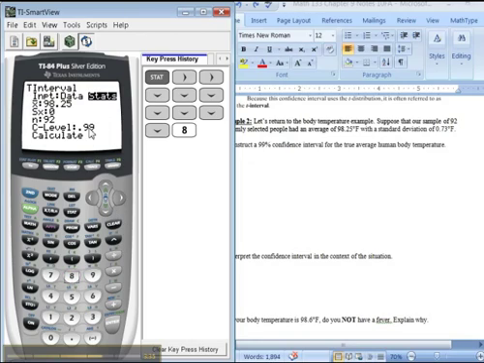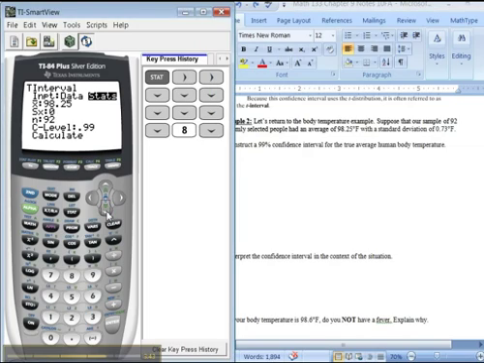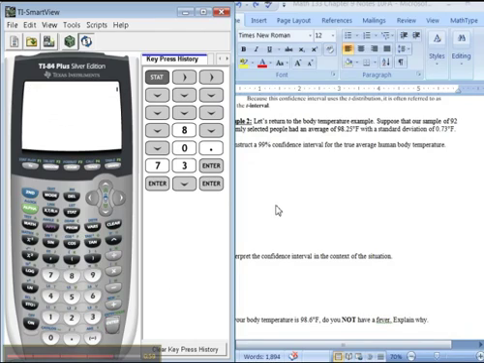I'm going to do stats again here because I don't have a column of data. I'm going to go down here, type 98.25, which I already did because that's the last one I did. S is 0.73, enter, 92, enter. Confidence level, I want 0.99, perfect. Go down or press enter, either one. And you get down to calculate and press enter. And there's your confidence interval.